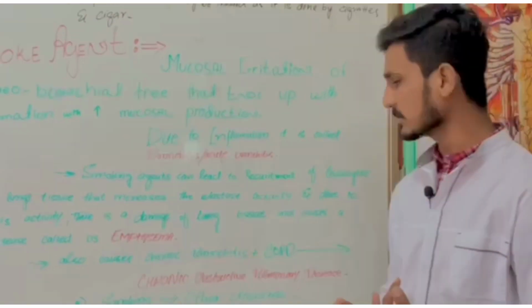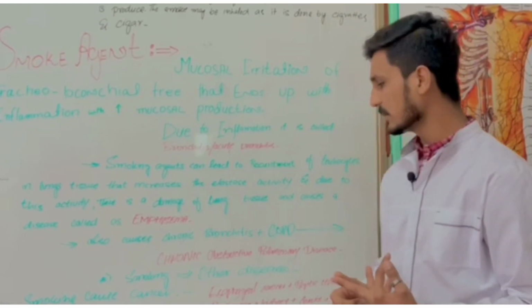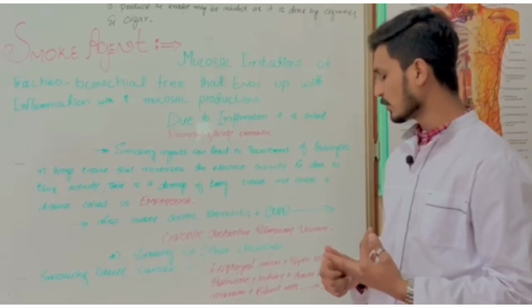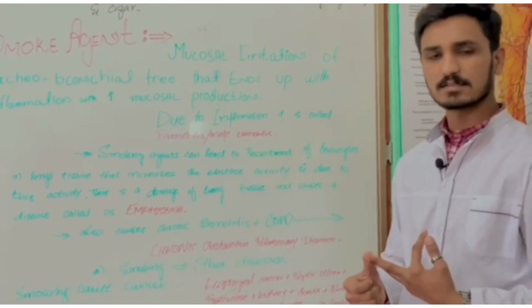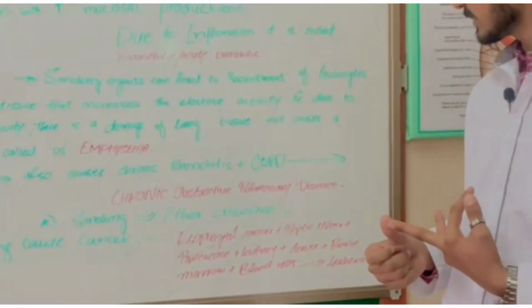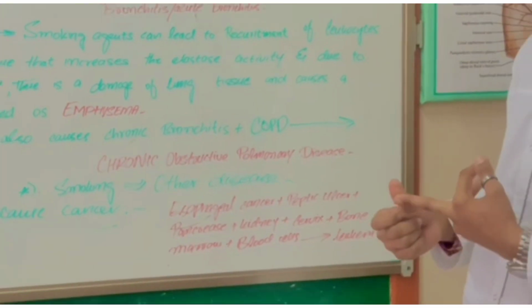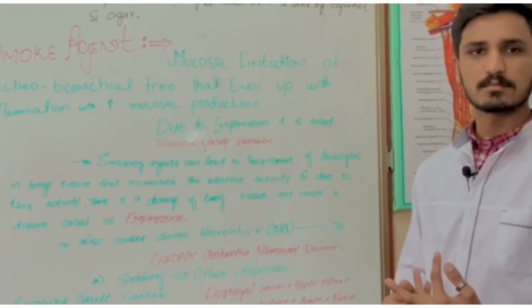It also causes chronic bronchitis and COPD. COPD stands for chronic obstructive pulmonary disease. Next, smoking also causes many other diseases, like lung cancer, peptic ulcers, esophageal cancer, cancer of the pancreas, cancer of the kidneys, cancer of the cervix, cancer of the bone marrow, and cancer of the blood cells, which is called leukemia.